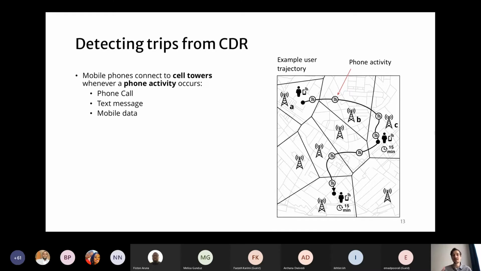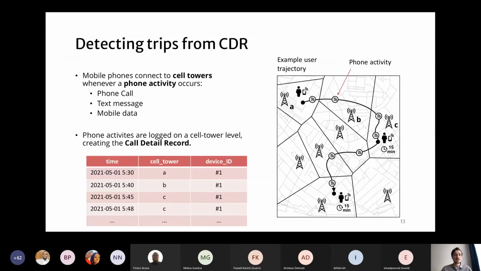Because mobile data is exchanged often when you use apps, when you use navigation apps, but also if your phone checks for new emails in the background. All this leads to communication with the nearest cell tower. And these events are logged in the so-called call detail record by the MNO as part of their day-to-day operations. So you basically have a timestamp, a cell tower designation and the device ID.